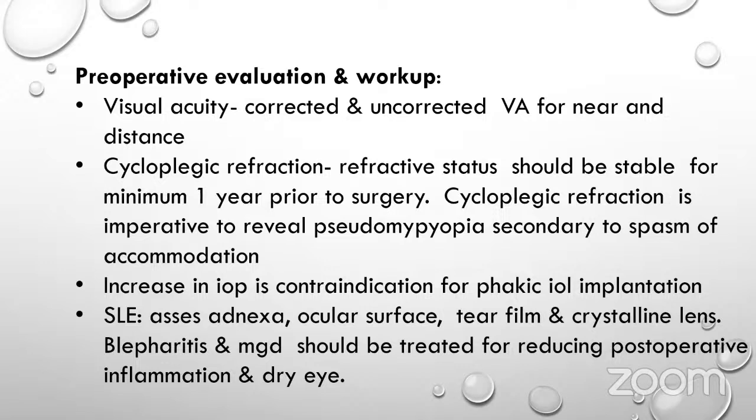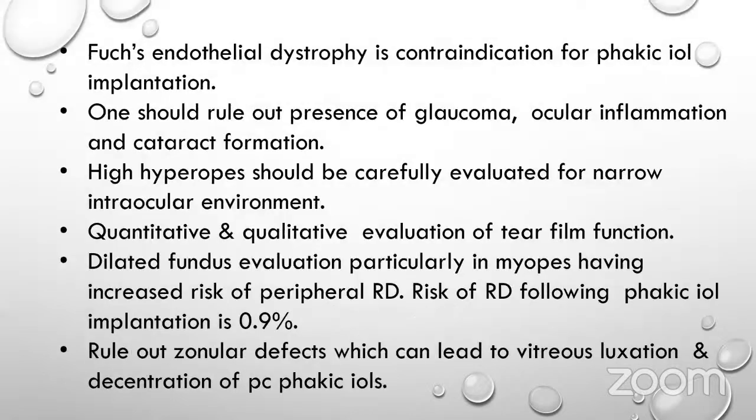On slit lamp examination, one should assess the adnexa, ocular surface, tear film, and crystalline lens. Blepharitis and MGD should be treated for reducing postoperative inflammation and dry eye. Fuchs endothelial dystrophy is a contraindication for phakic IOL implantation. One should rule out the presence of glaucoma, ocular inflammation, and cataract formation. High hyperopes should be carefully evaluated for a narrow intraocular environment.